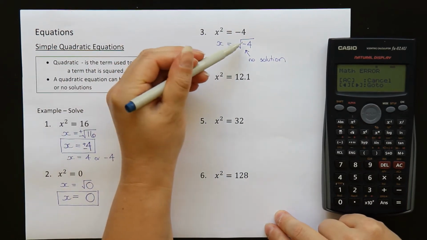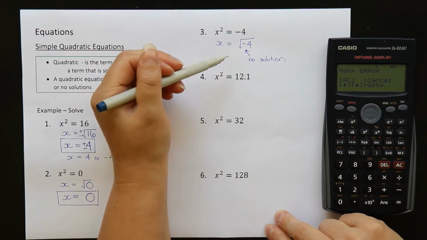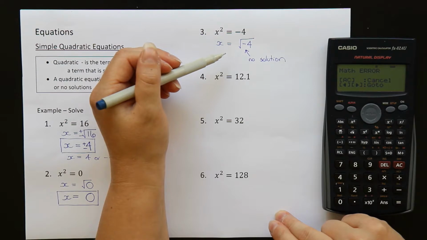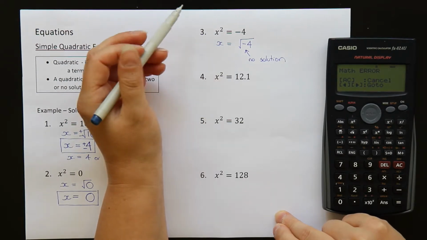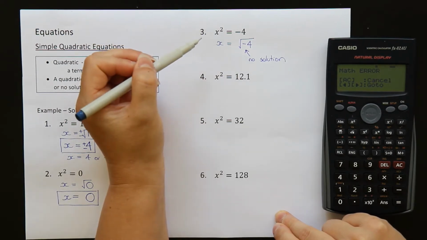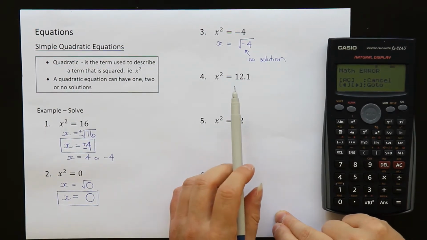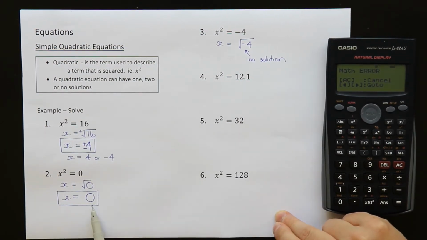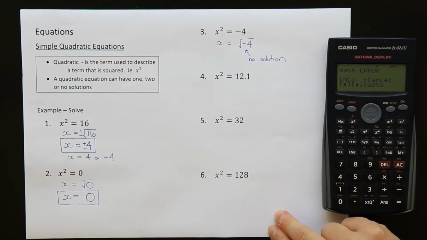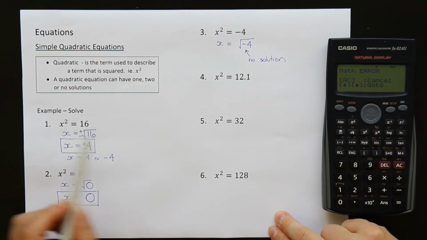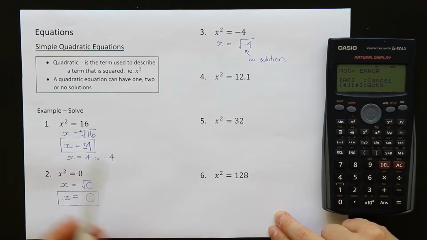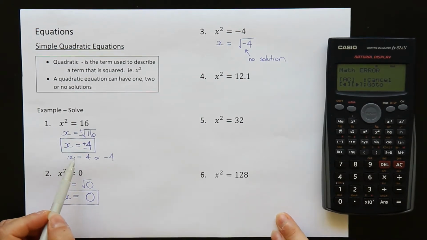Okay, whenever there is a negative sign underneath your square root sign, it's not possible to get an answer. So we say that this equation has no solution. So we've seen all our different types here now: no solution, one solution, and two solutions. Most of the time though, like in the rest of these questions here, you'll find that you get two solutions.